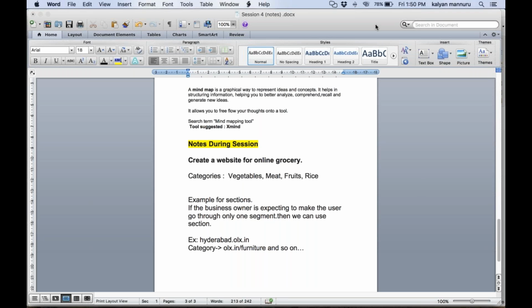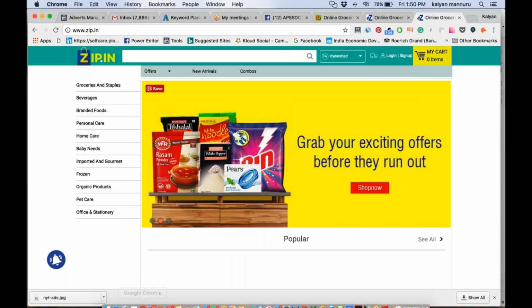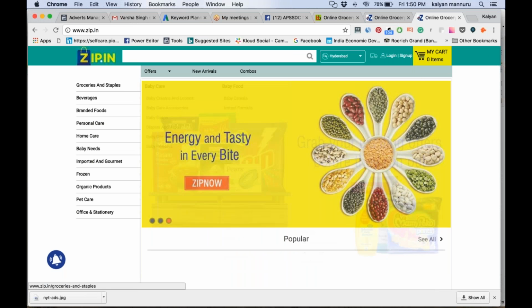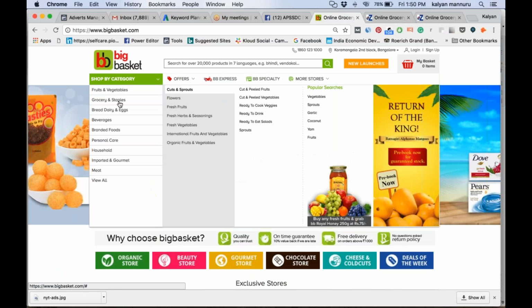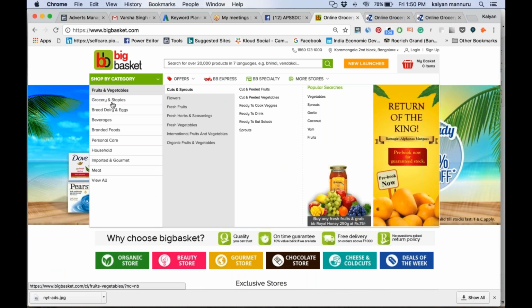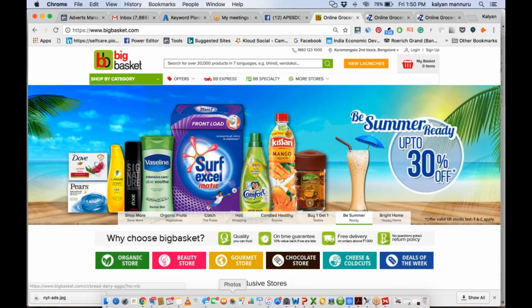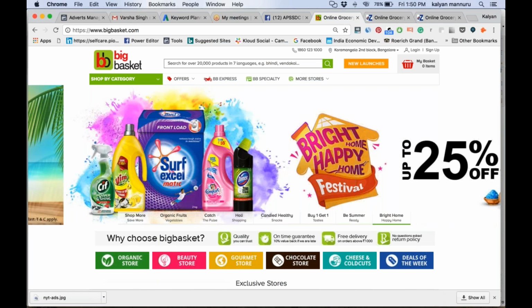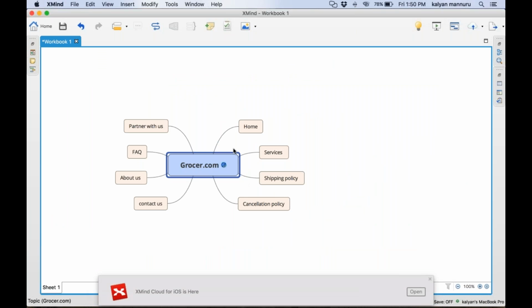So I was telling you, right now I only have four categories that I have decided to make available on my website. You can see how the home page looks by having a look at your competitor. Here are a few pages, and here are the category pages of Big Basket. So we only have four categories. I'm going to name those four categories in my planning document, that is Xmind.